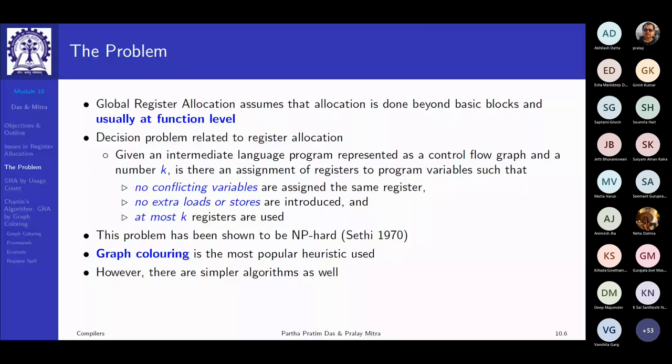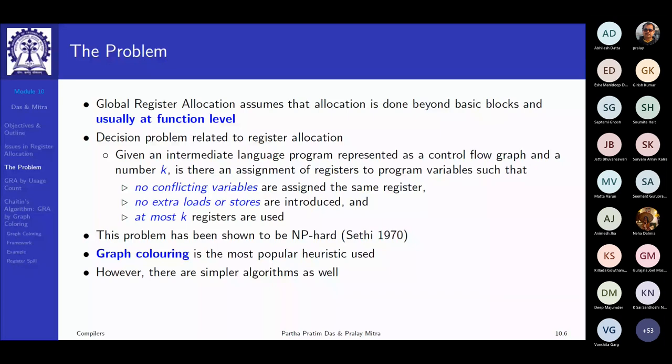So what is the decision problem? You are given the intermediate language representation of the program, which is in terms of the control flow graph. And you are given a fixed number k, which is the number of registers that you want to use. So you have to make an assignment of registers to program variables in such a way that these three conditions have to be satisfied.